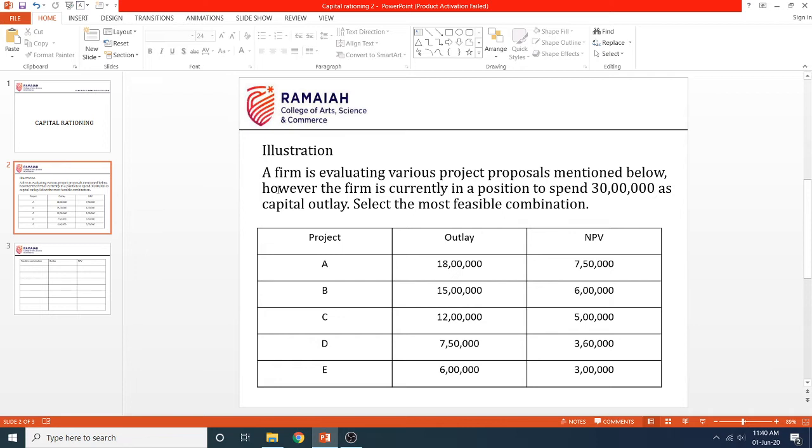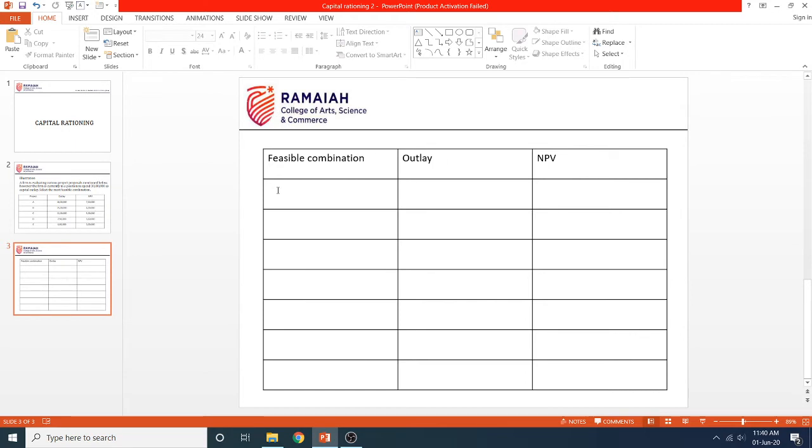Second point to this problem is that the net present value of the combination you consider should be highest. You need to choose the combination in such a way that the outlay is completely exhausted and the NPV is also highest, right? That is the most feasible combination. So let us try to consider various combinations and see which one is the best one. So I've taken 3 columns. First is feasible combination, second is total outlay for that combination and third is the NPV of that particular combination.